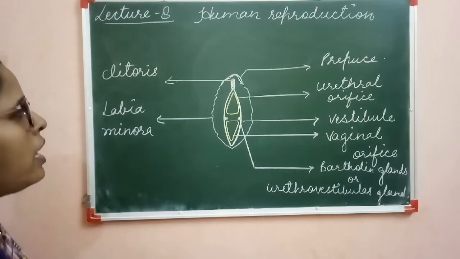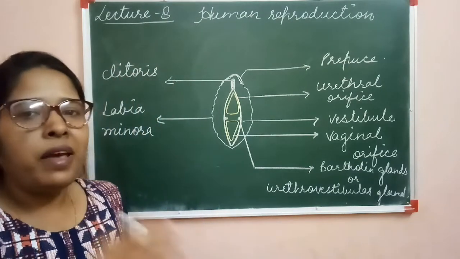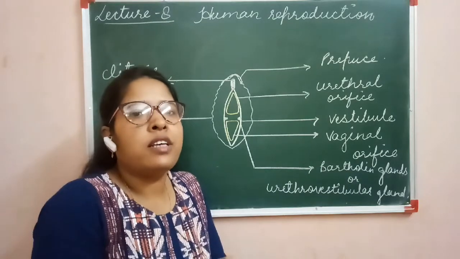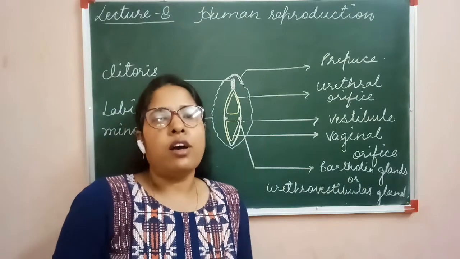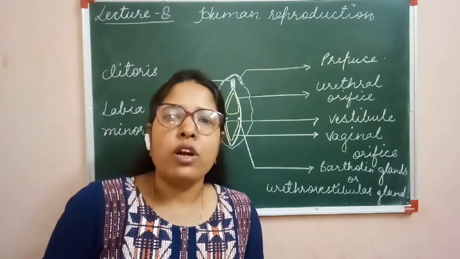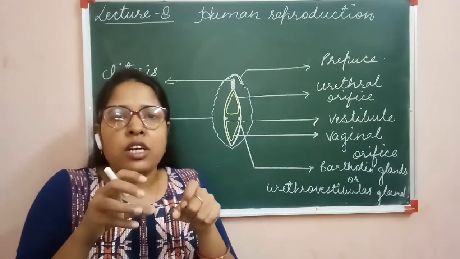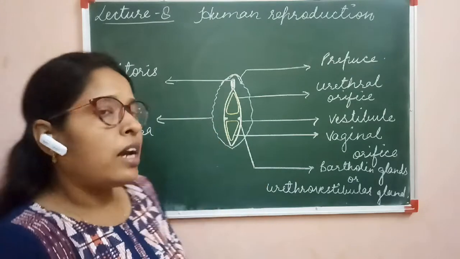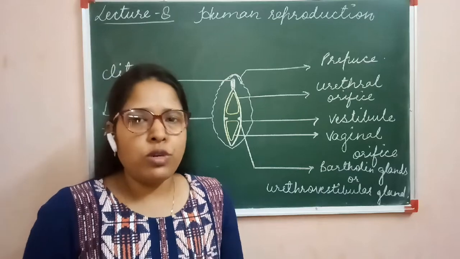Clear? This clitoris is homologous to the male penis, because both of these are made up of the same type of tissue called corpora cavernosa. Clear? Homologous means organs which have the same type of structure. That's why the clitoris and penis are homologous organs to each other.